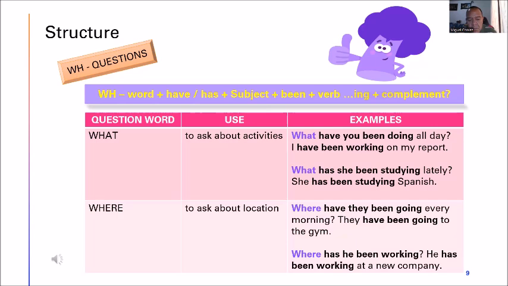The question word where is used to ask about location. Where have they been going every morning? They have been going to the gym. Where has he been working? He has been working at a new company.